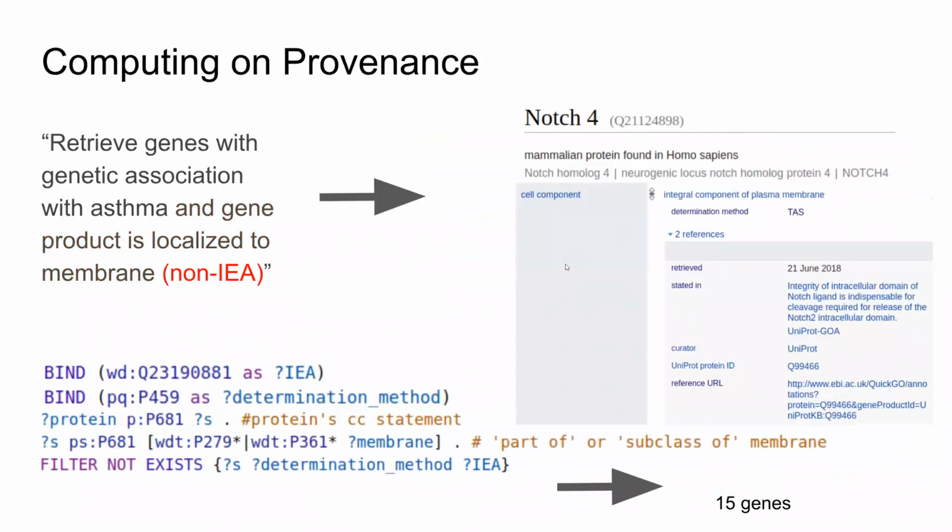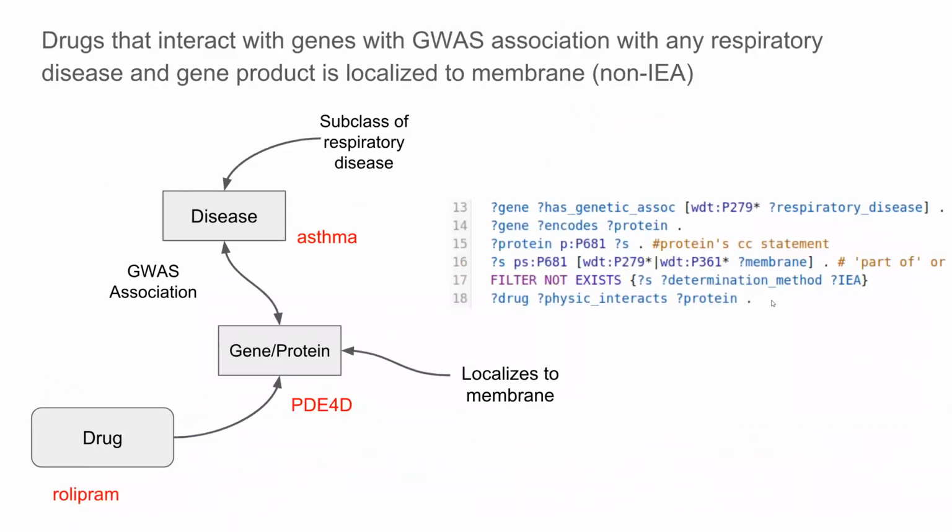We can even compute on the provenance itself. So we can say something like, only show me annotations that are not electronic annotations. We have the determination method in here, and you can query on determination method or anything in the reference or anything like that if you'd like to. And then I took out a couple slides, and now you can answer this entire question in just really 6 lines.